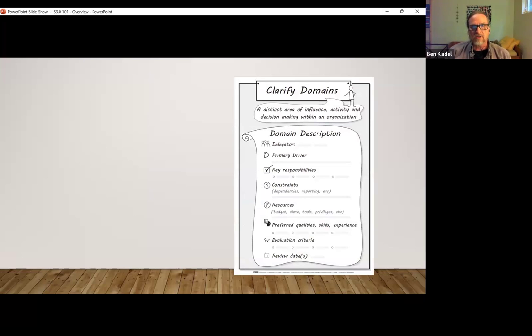Part of that delegation is done through domains or circles, and this is kind of the hallmark of sociocracy. At a high level, we are delegating out the work of the whole organization and saying there are sub-functions where it just makes sense to have some specialization.